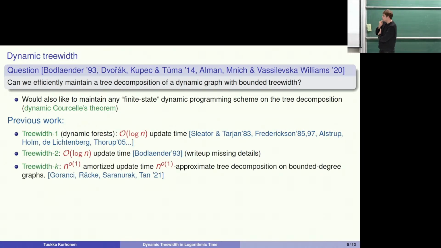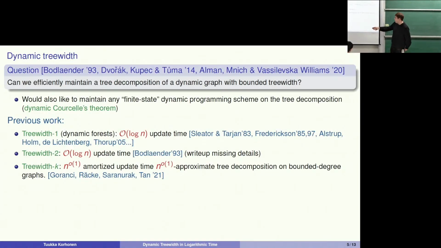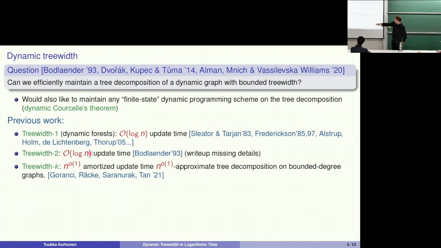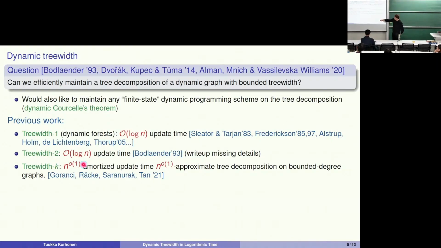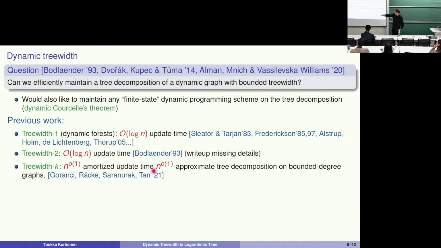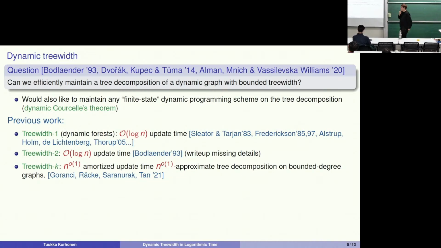And then there are some prior results for treewidth k. We can maintain an approximate tree decomposition in n to the o(1) amortized update time, but the approximation is also n to the o(1). This is a result of Korhonen, Sokołowski, Goranci, and others from 2021.